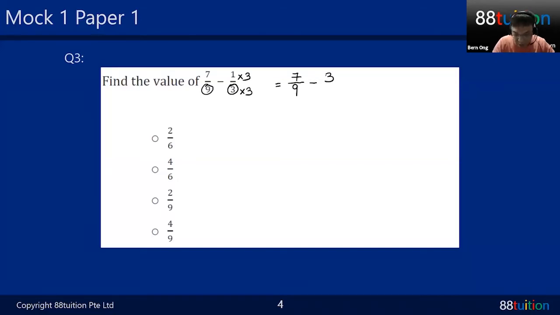1 times 3 is 3. 3 times 3 is 9. Yes. Can subtract or not? Subtract means to minus, lah. Huh? So different words meaning the same thing.